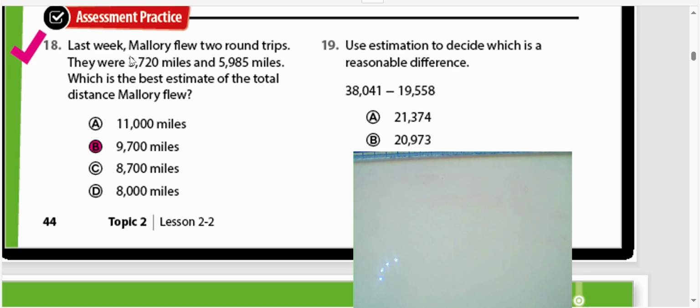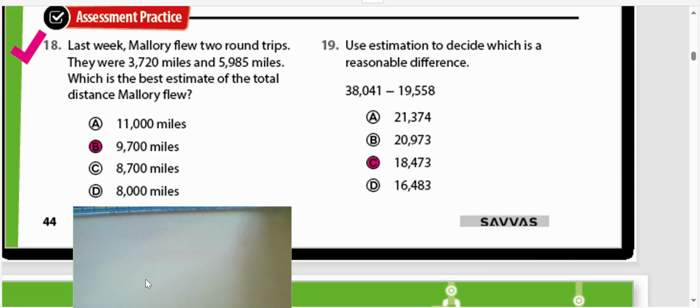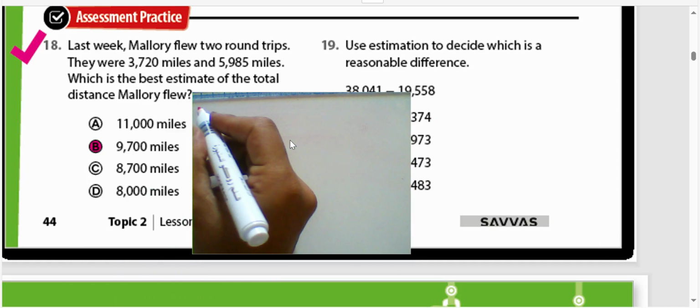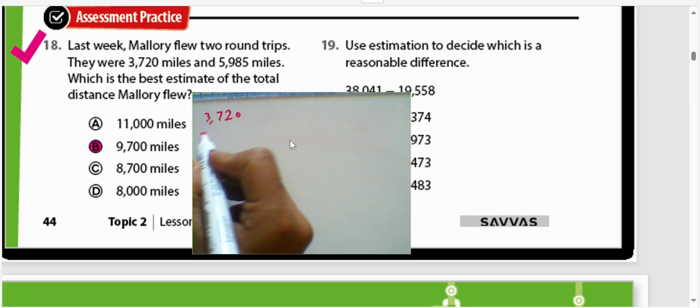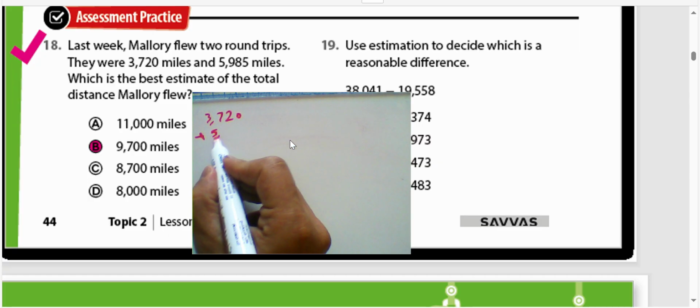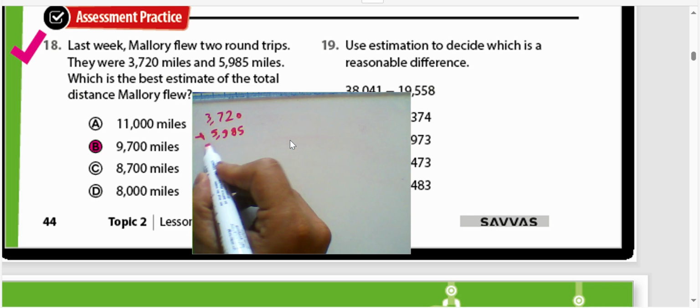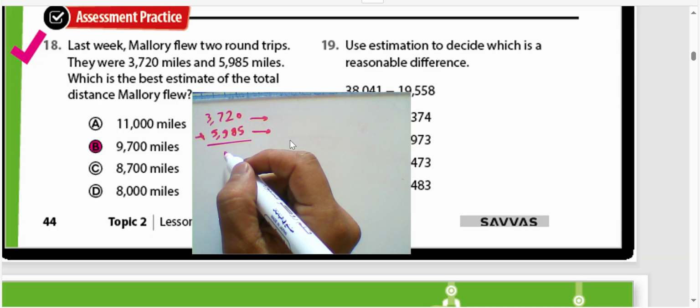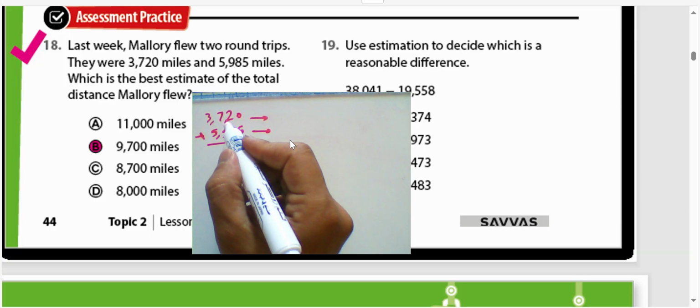Next question. Last week, Morley flew 2 round trips. They were 3,720 miles and 5,989 miles. Which is the best estimate of the total distance? The best here will be what? We have 5 and 3. We can add together in the estimation. We will find the total distance like this. 3,720 to 5,985. We can approximate each one. We want to approximate to the nearest what? To the nearest 100.